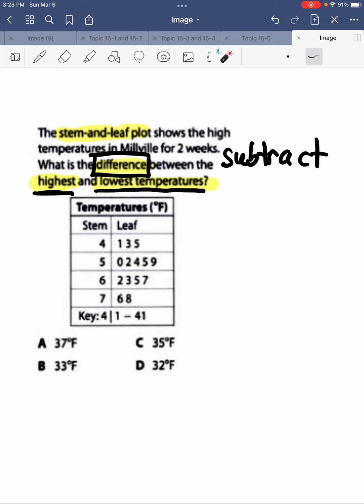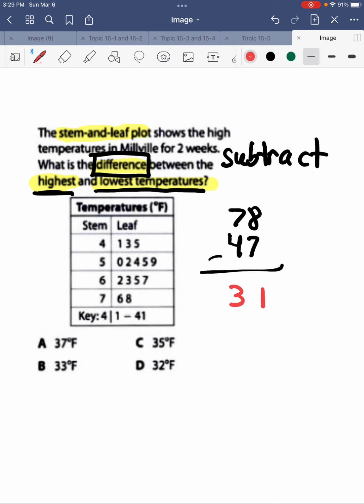And it tells you here my key is 4 | 1, so 4 | 1 equals 41. The 4 and the 3 equal 43. The 4 and the 5 equal 45. Let's go for my highest first. My highest number is 78. My lowest number is 41. And now I'm going to subtract. 8 minus 7 is 1. 7 minus 4 is 3. I get 30.